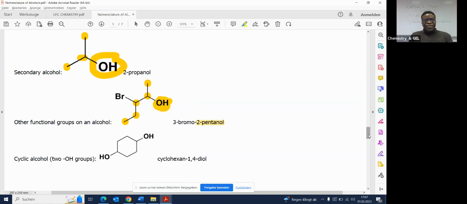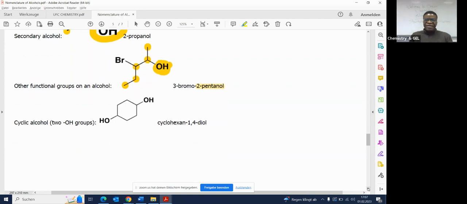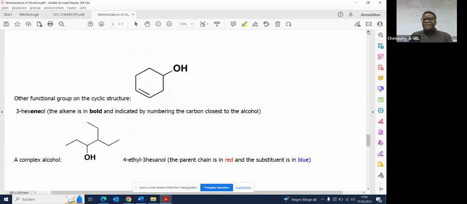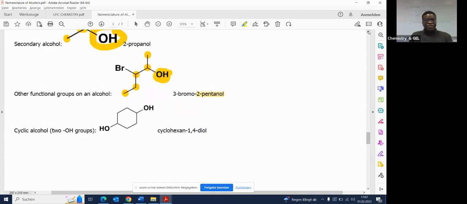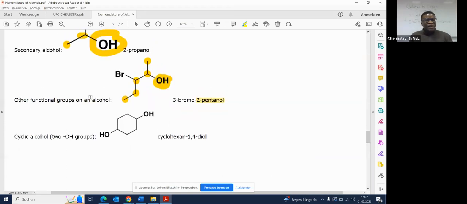Now, remember last time we looked at some cyclic, isn't it? Cyclo. I think the reference was benzene. We're going to be finishing shortly. Cyclic alcohol.